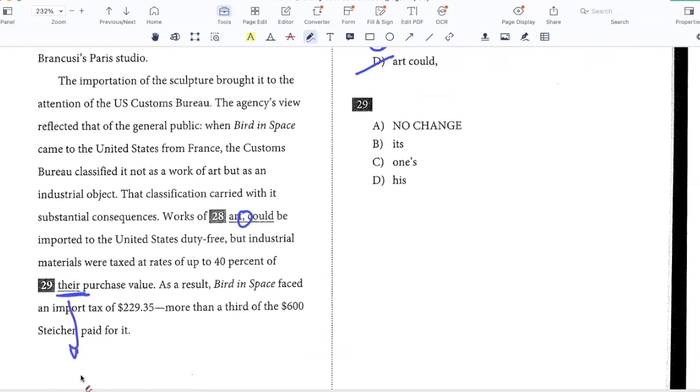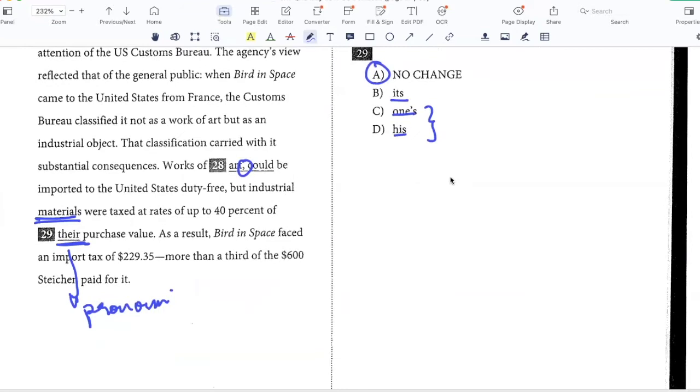This is correct because this is the pronoun for industrial materials, and that is plural. So we need the plural pronoun there. Its is singular, and one's and his is used for people, right? So those are not correct.